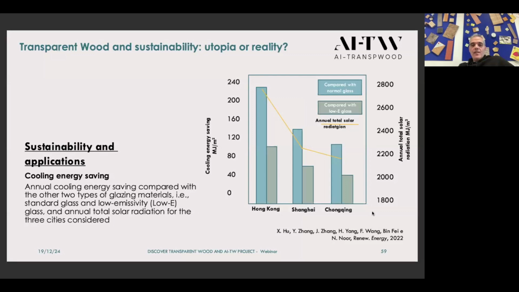And there's a research study that demonstrated that it is possible, by using transparent wood and replacing the glass, and in particular the e-glass, that is a glass with a low thermal conductivity. If you replace the e-glass with transparent wood, you will have significant cooling energy savings, as demonstrated for three big cities: Hong Kong, Shanghai, and Chongqing in China. So there's also the possibility to indirectly estimate a sort of sustainability of transparent wood in these applications.